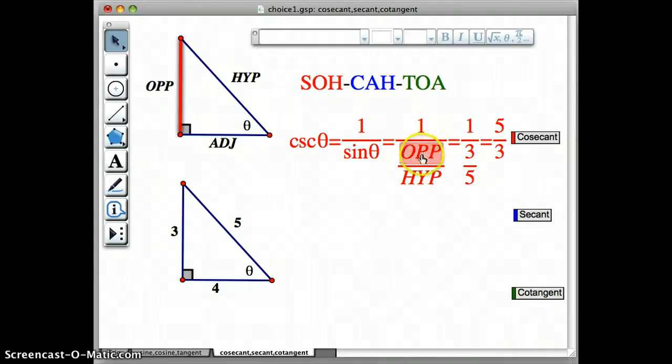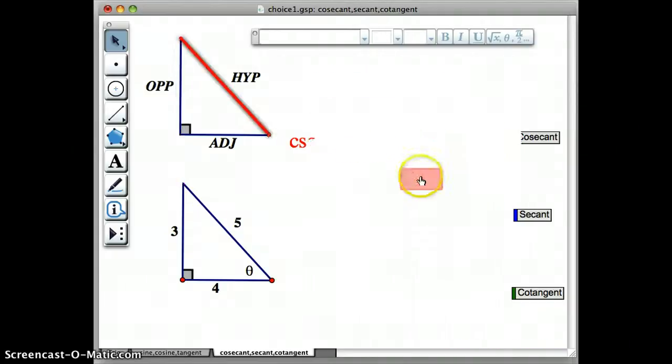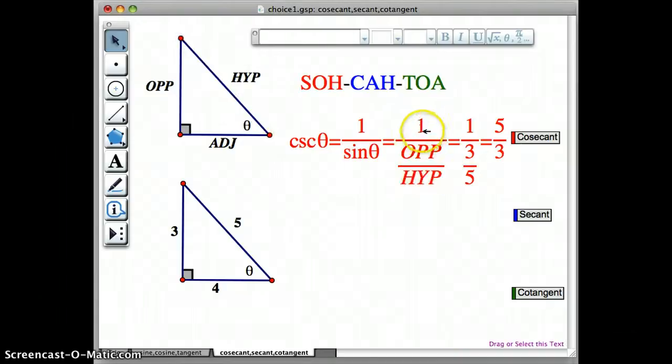And we all remember that sine is your opposite divided by your hypotenuse. So you will have 1 divided by the fraction of your opposite divided by the hypotenuse, which in the example will be 1 divided by 3 divided by 5. And the reciprocal of that is 5 over 3. So your cosecant of theta will be 5 over 3.